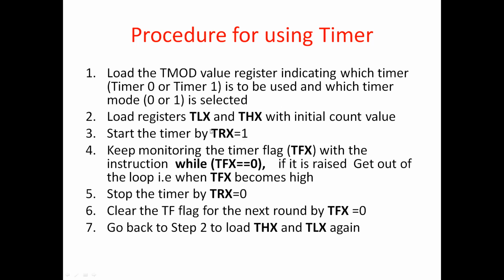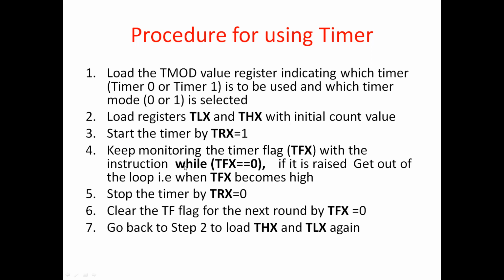Okay. So we fixed the mode of operation and we fixed the value of count that is required. Then we need to start the timer. If you are using timer 0, TR0 equal to 1. If you are using timer 1, TR1 equal to 1. Once you make the TR bit high, the timer will receive the pulses and start counting. And we need to wait until the TF bit is set. So keep monitoring the timer flag TFx.